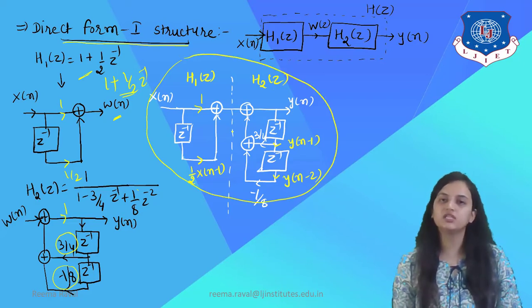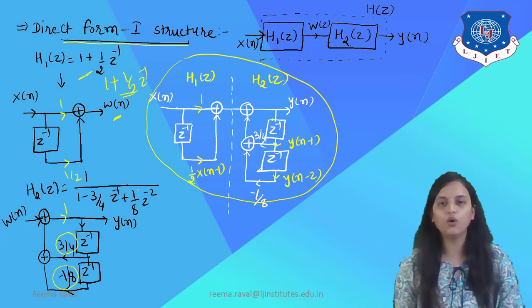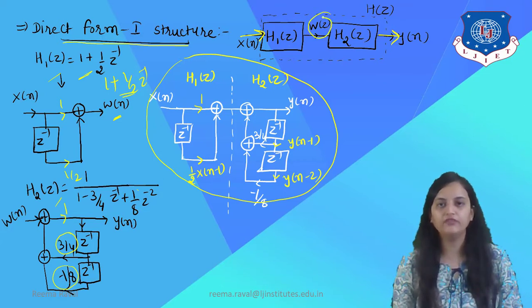You can directly draw this structure. It is not required that you always draw h1 of z separately, h2 of z separately and then combine this. You can directly draw this type of structure. Here we have taken h1 of z and h2 of z in multiplication form to get input x of n and output y of n. In between the multiplication term, the output of h1 of z, we have used the notation w of n, and as it is inside the z domain, we have taken it as w of z.